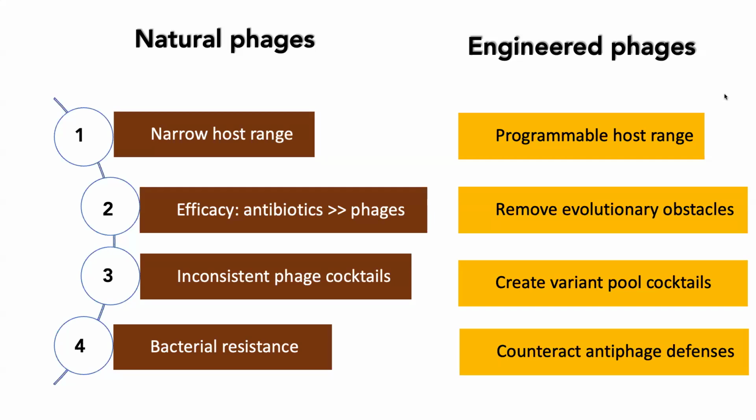And so we're at the point where we think we can start programming the host range. We can introduce mutations that remove these evolutionary obstacles, right? So we can take the mediocre phages and make them highly potent. Instead of starting out with inconsistent phage cocktails that were assembled without any particular rationale, we now create variant pools, which are variants of a single phage or a couple of phages. And the idea is that now we have all potential pathways of resistance locked off.